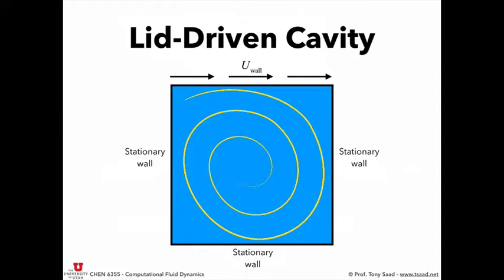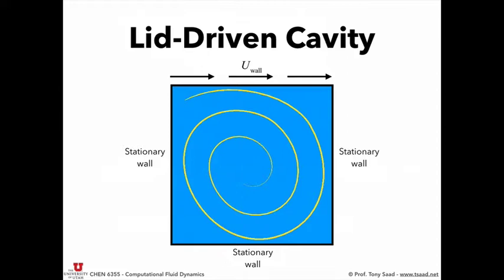Okay? In your homework, you're going to take this problem and change the aspect ratio. What happens if you double the height? How many of these vortices, major vortices, do you get? Okay, what if you make the cavity bigger?